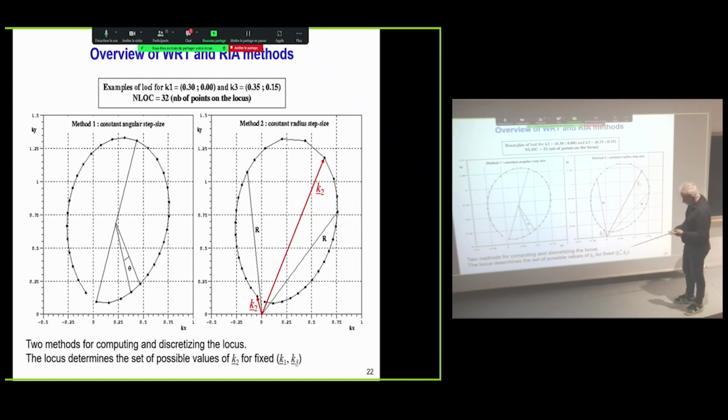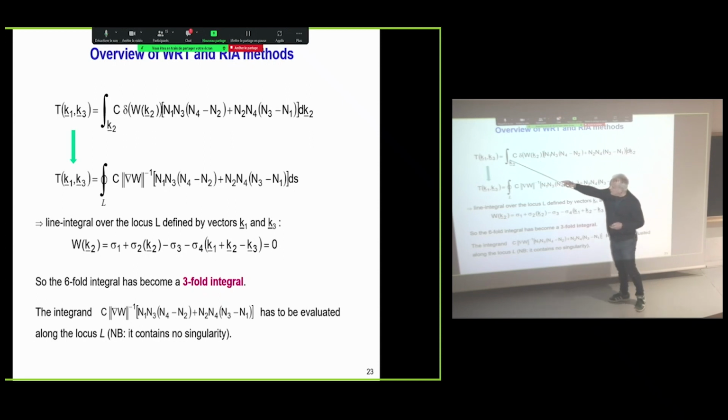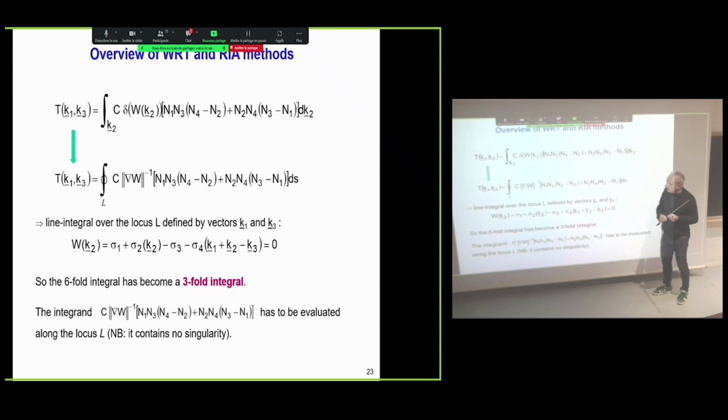So this twofold integral, due to the presence of this delta here, can be reduced to a closed line integral over a curve, which is called a locus. And when we use that, this term results in this term here. It's the inverse of the gradient of W. I will explain that later. So now we have to integrate this term along a closed line, the locus. And this locus is defined by W, considered as a function of K2, equal to 0. And so now, as I said before, the six-fold integral has become a three-fold integral.